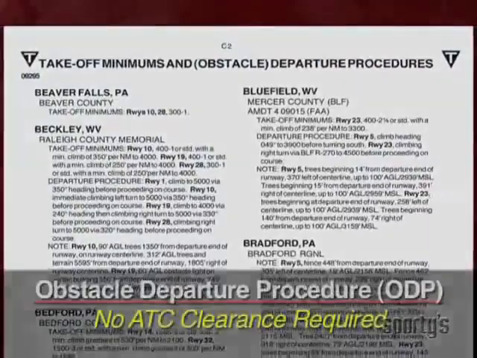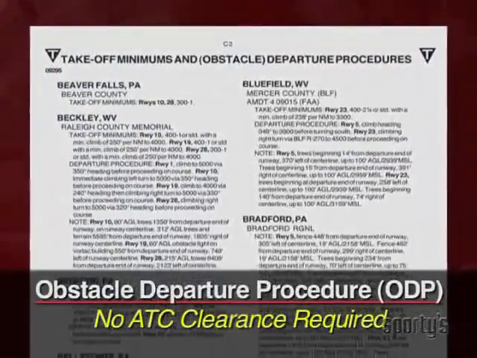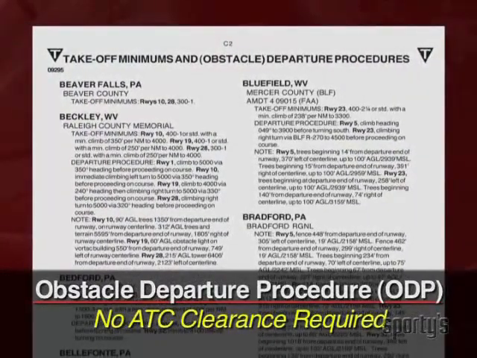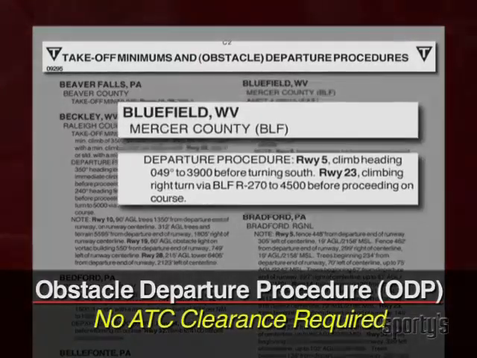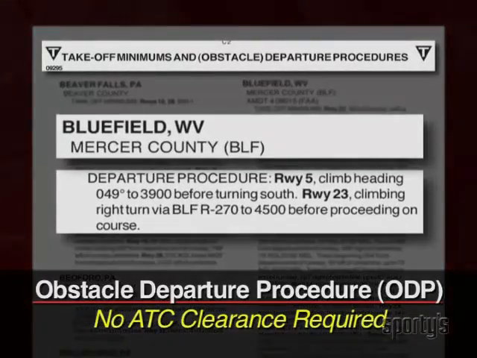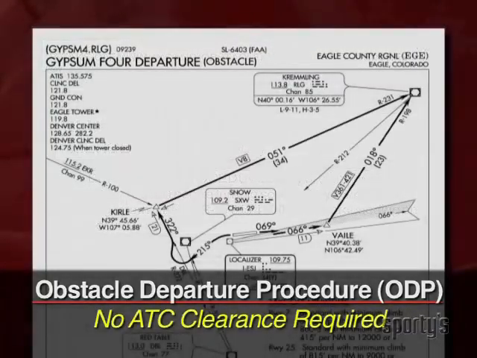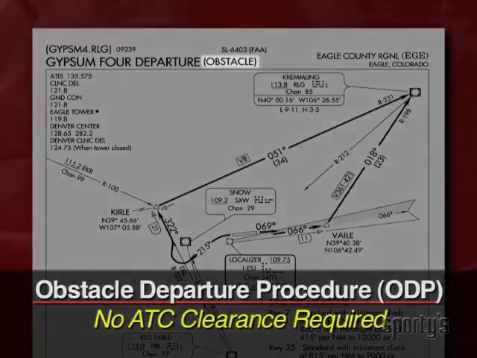Another type of instrument departure is the ODP, or Obstacle Departure Procedure. Unlike a SID, which is always printed graphically, an ODP may be either textual or graphic. Textual ODPs are printed in Section C of the Terminal Procedures publication, while graphic ODPs are named and printed alongside the approach charts for an airport, just like the SIDs. You can tell them apart because a graphic obstacle departure procedure has the word obstacle in the title.